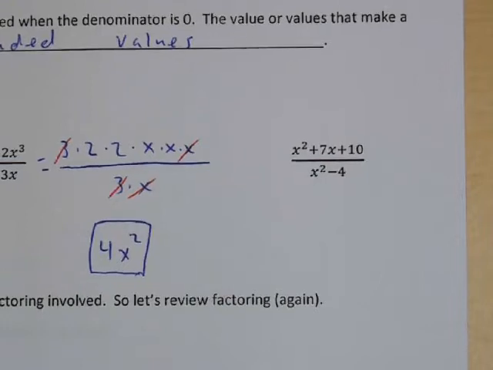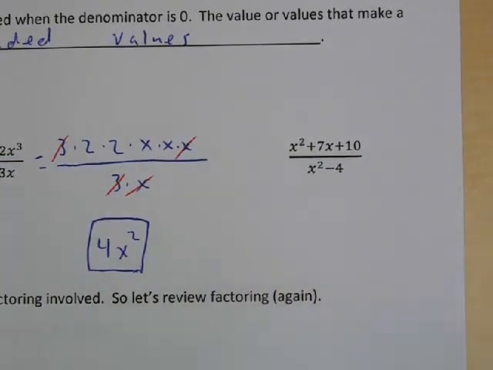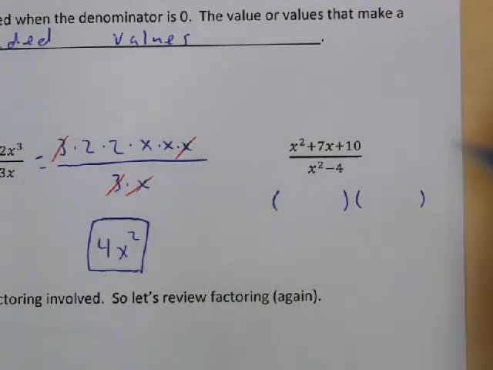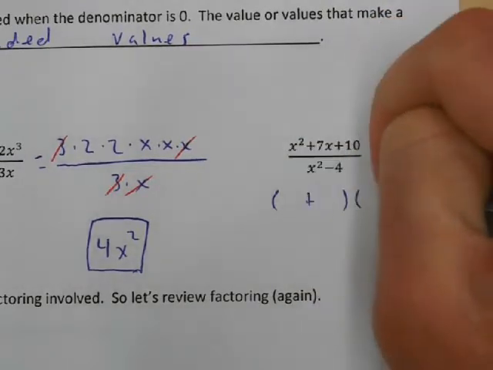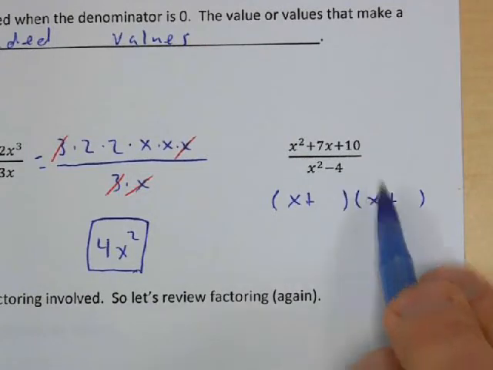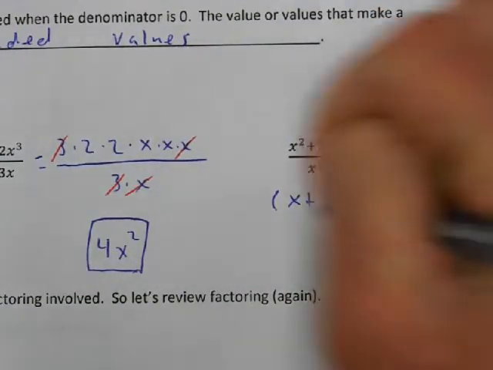Okay, so I cannot reduce these things because it's x squared plus 7x plus 10 and x squared minus 4. So first thing we want to do is factor this problem. So let's see, on top, x squared plus 7x plus 10. I want to factor that into two binomials. I know the signs are the same and they're both positive. So plus and plus, got x times x. And then what multiplies to give us 10 and adds up to 7? 5 and 2.